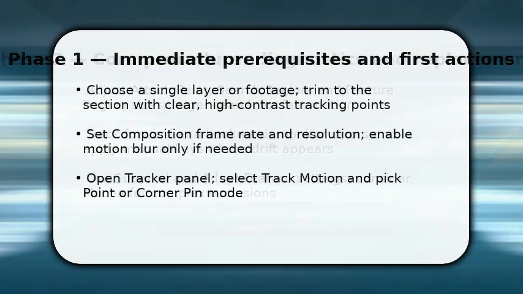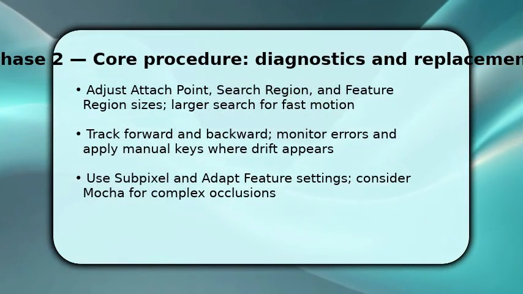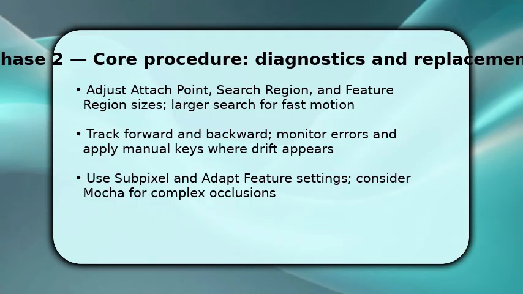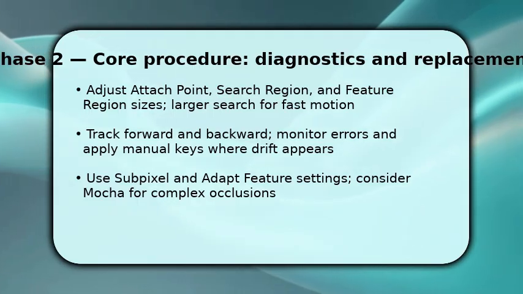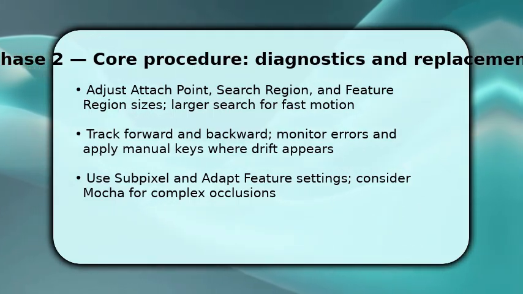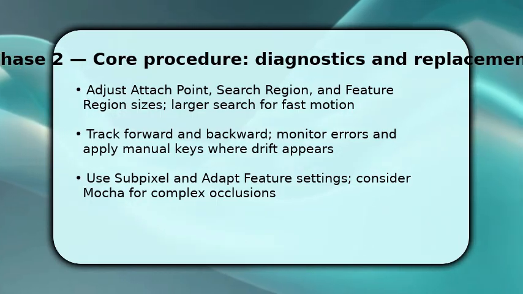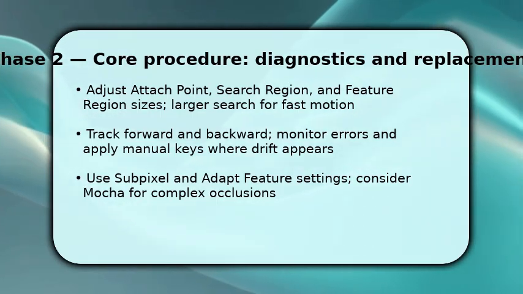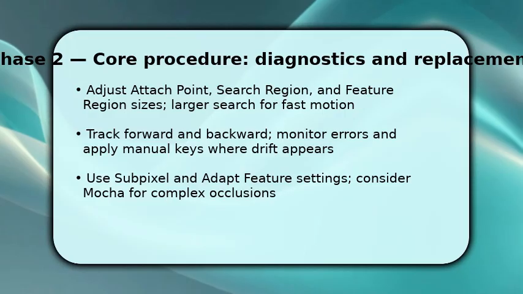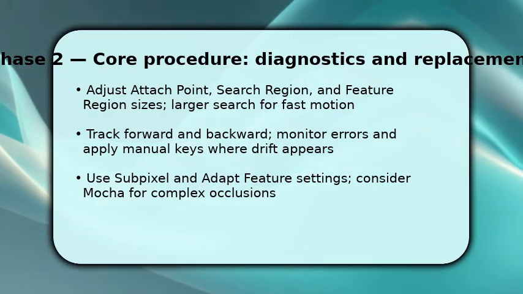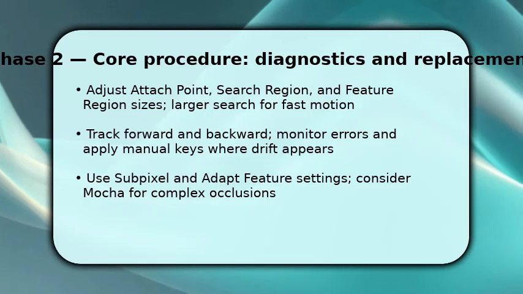You now refine the tracking. Expand the search region when motion is fast, but keep the feature region compact to avoid false matches. Track forward, then backward to compare results. When you see drift, pause and add manual keys to correct problematic frames. Once the track looks good, enable subpixel accuracy and adapt feature to improve precision.